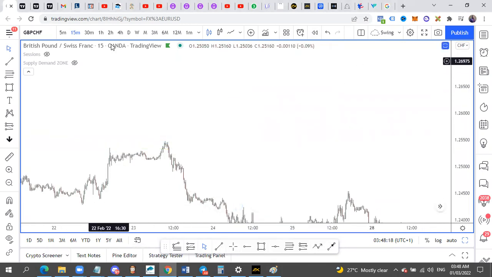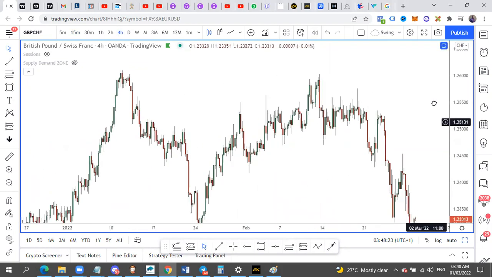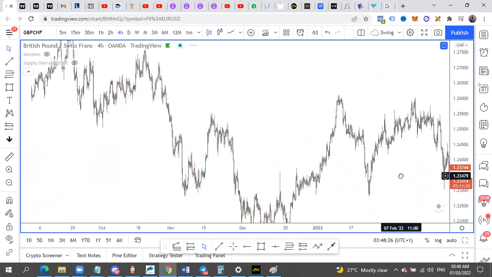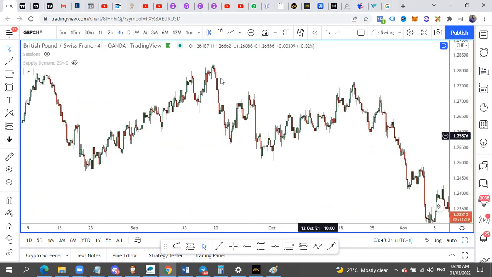A good example is GBP-CHF. If you look at this chart, you will agree with me that we had this demand and this low destroyed. You have these lows destroyed. So you have your buy trend line here. So the market has been buying.